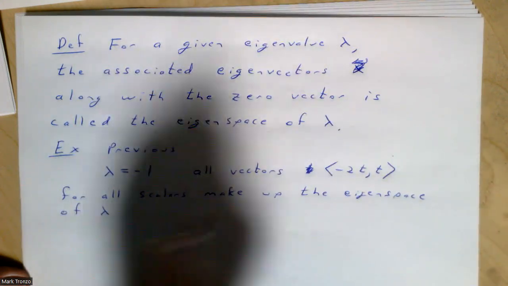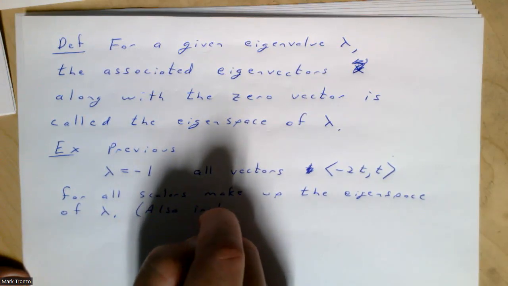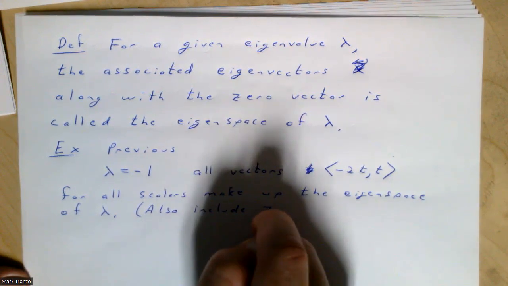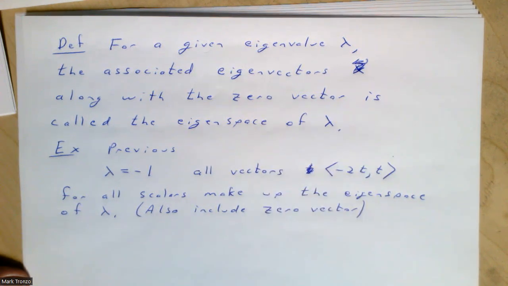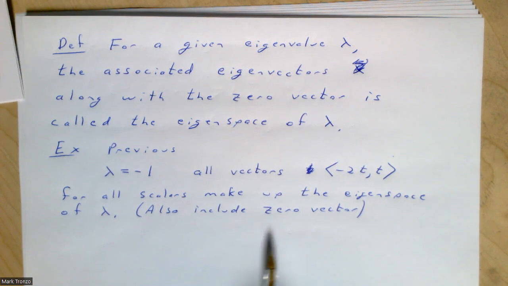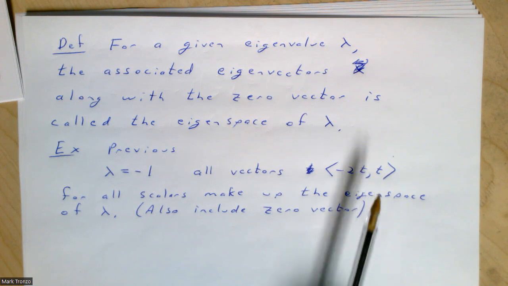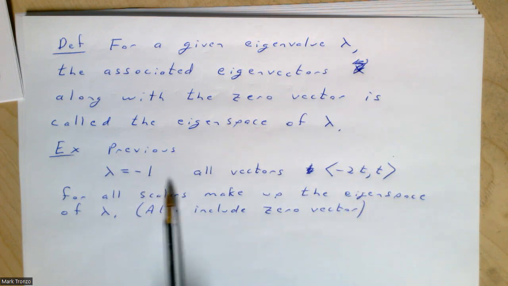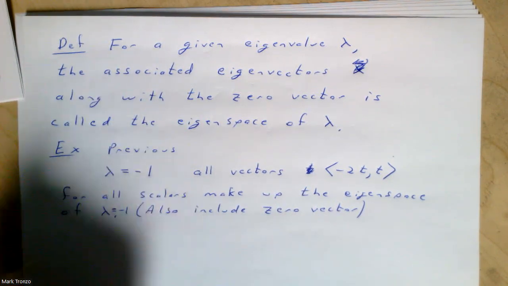And I should say, for all scalars, and along with the zero vector, you have to also include the zero vector up here. I should have put that in. Let me just put down here, also include zero vector. Remember, the zero vector can never be an eigenvector. So when you take scalar multiples here, we have to exclude 0 because eigenvectors always have to be non-zero. So this makes up the eigenspace of lambda, specifically lambda -1.